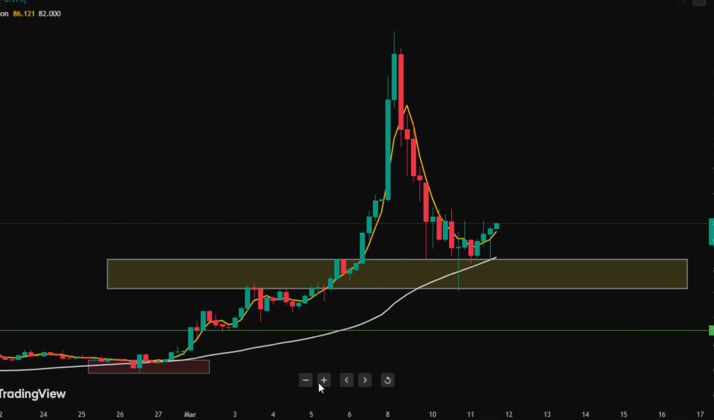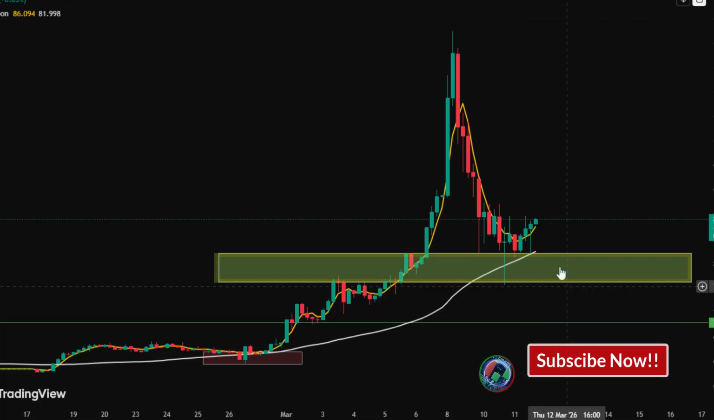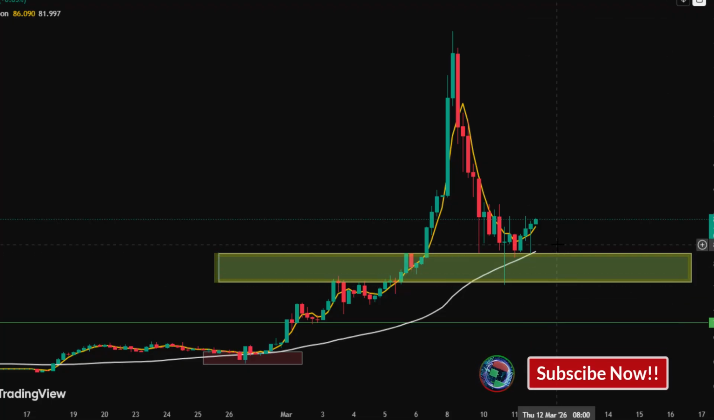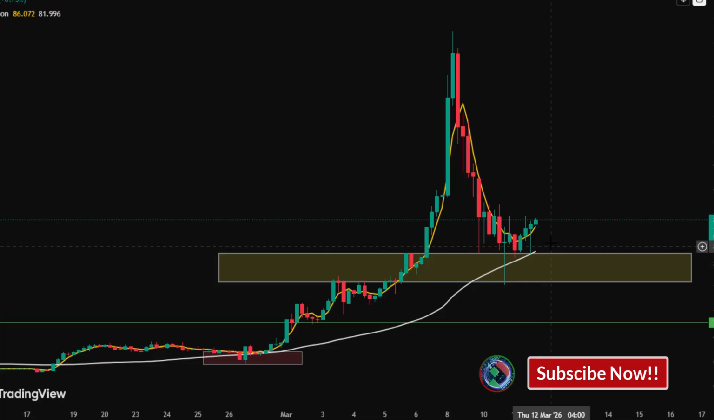So if the price stays above this demand zone, or even if it goes inside but quickly closes above it, then it's healthy. Secondly, if it stays above the 50 moving average, because it's very, very critical that it stays above the 50 moving average. Then lastly, there's something else we need to look at on this chart.